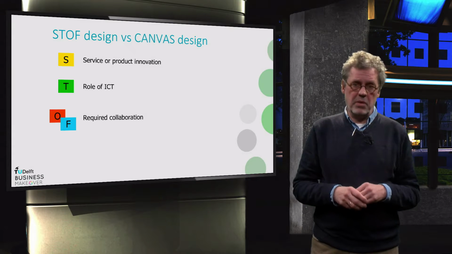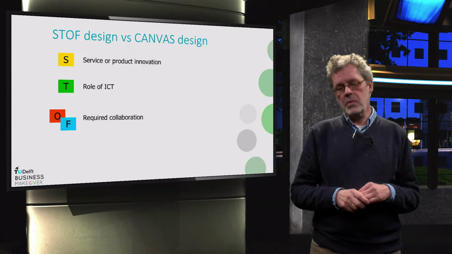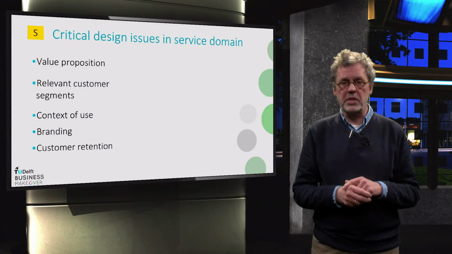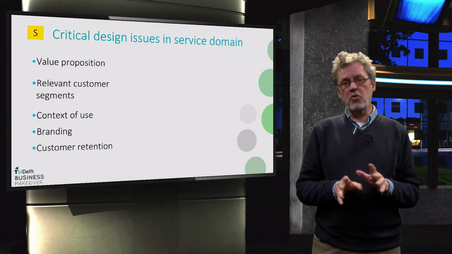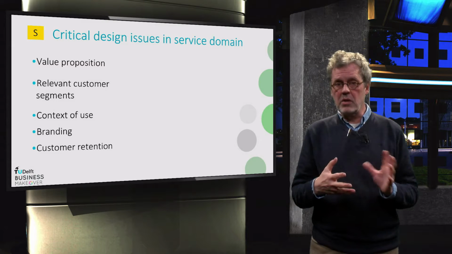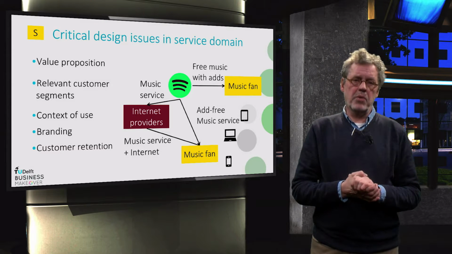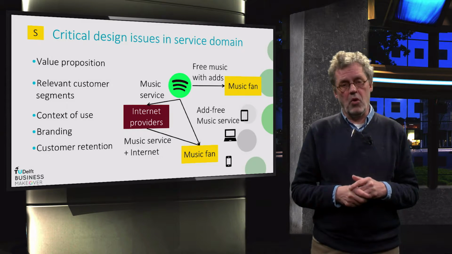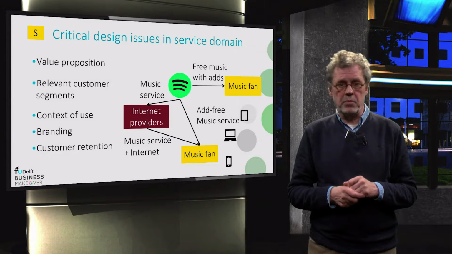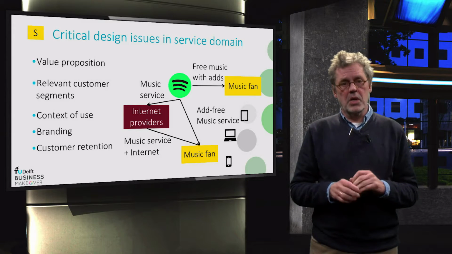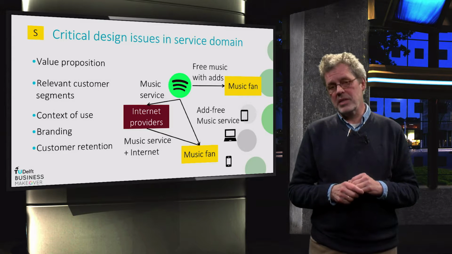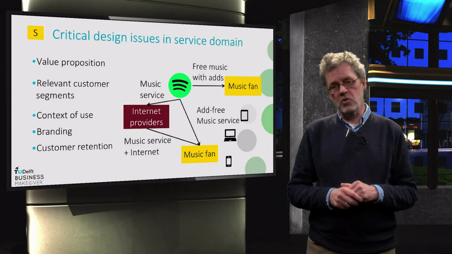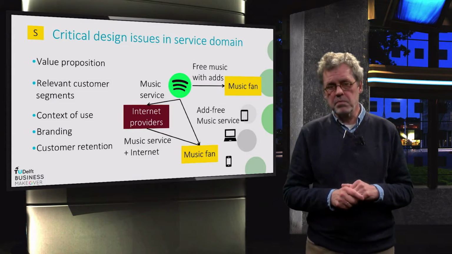As an example, we look at the business model for Spotify. When discussing the service or the product, we start from the value proposition, relevant customer segments and context of use, but also look at issues like branding and customer retention. As an example, look at a summary of the service domain for Spotify. It targets music fans and offers nearly unlimited streaming of music on laptops, tablets or mobile phones. Spotify lets you create and share playlists as well. To reach new customers and improve customer retention, Spotify is also offered as a part of internet subscriptions.